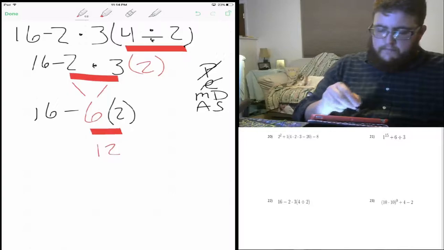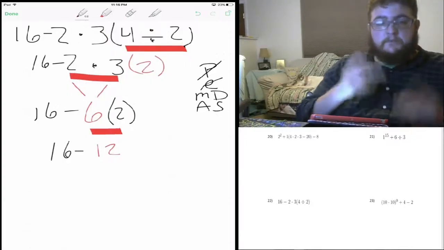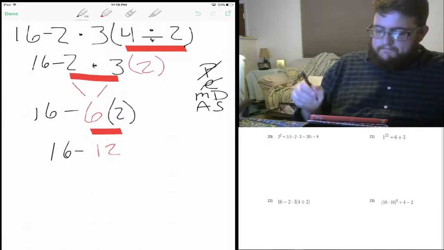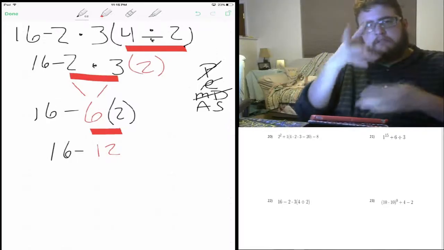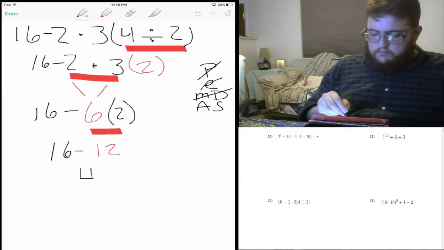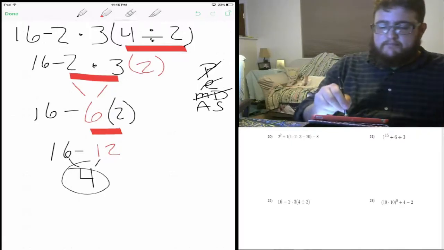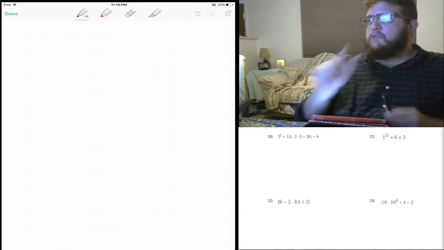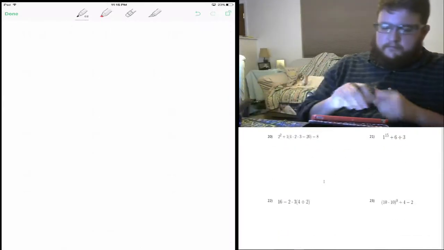Bring down everything else. Doing a quick scan from left to right, we're done with multiplication and division. There is no more of that. And we'll move on to addition and subtraction. Again, addition and subtraction will go from left to right. Our only piece of addition and subtraction is 16 minus 12, which is 4, excuse me. So our answer is 4. Alright, let's move on to the next one.